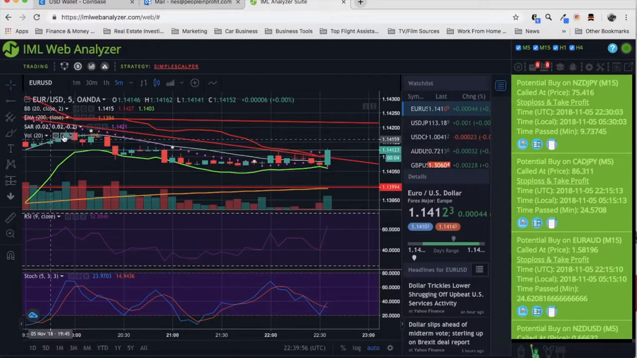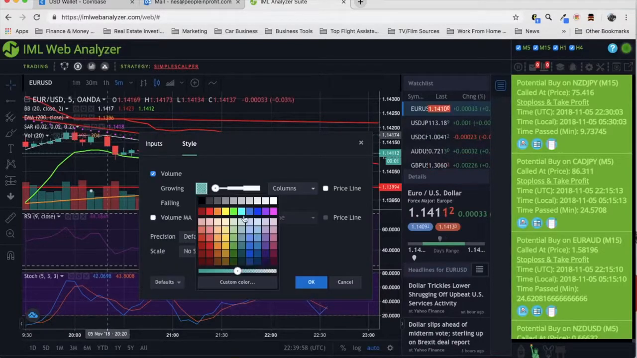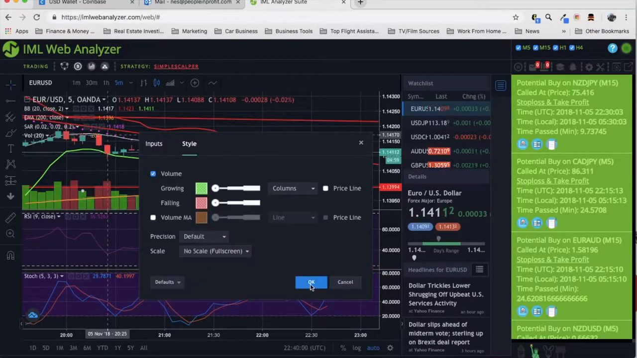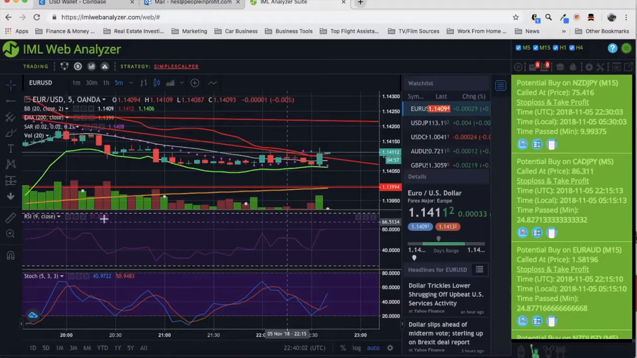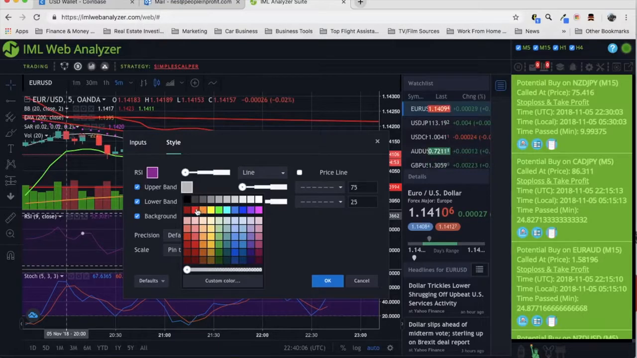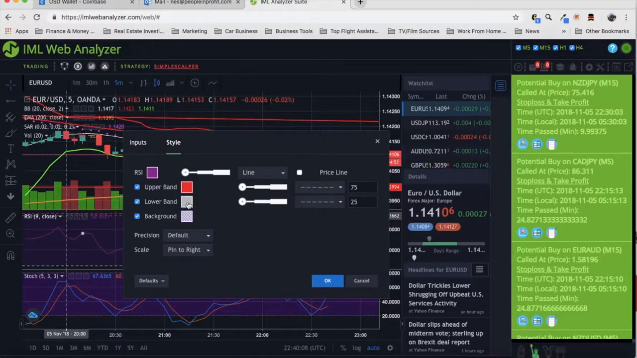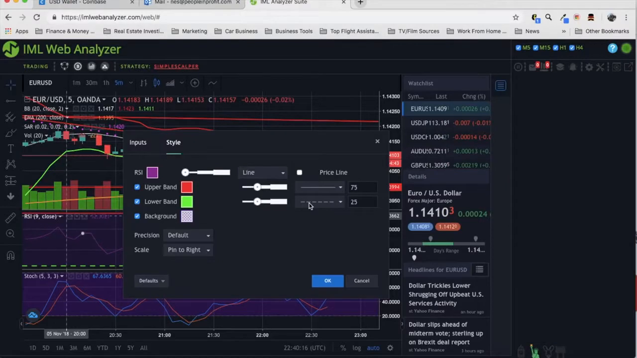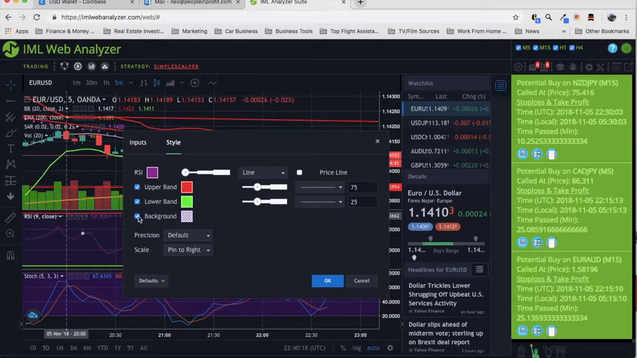The volume bar, you don't need to do much over here. I'm just going to change it to a brighter green. There we have it. Now on the RSI, I'm going to change my upper band to red. Okay, my lower band to green. Make it a little thicker. Make this a solid line as well. Okay, eliminate the background. I can choose any color I want.